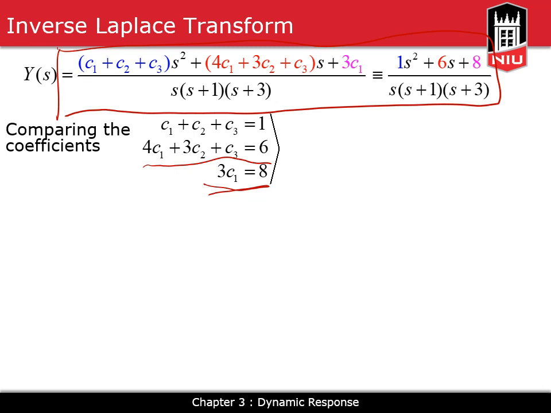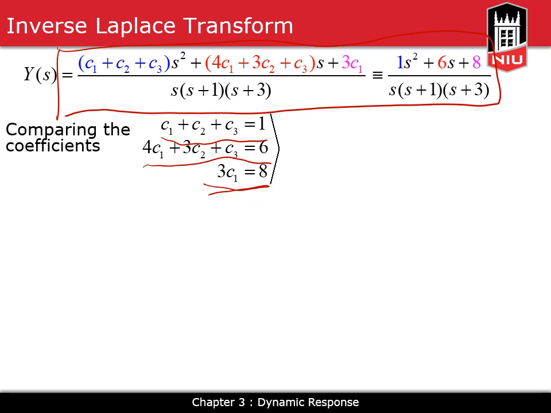The blue ones are the coefficients of s squared. Those must be equal as well. So c1 plus c2 plus c3 must be equal to 1. Gives us another equation. Now we have 3 equations and 3 unknowns, c1, c2, c3. We just need to solve these to find the proper answers for the constants.